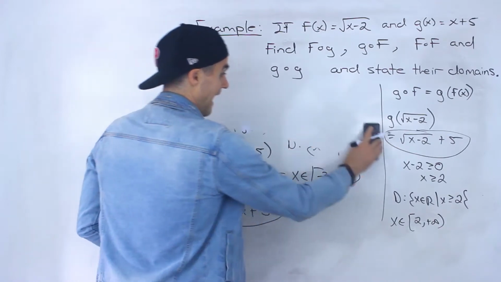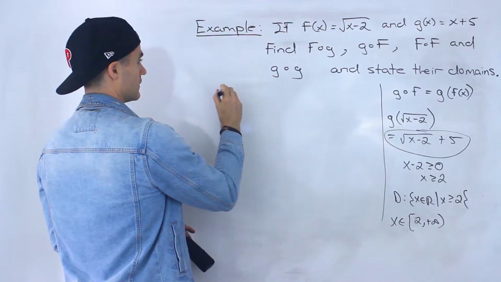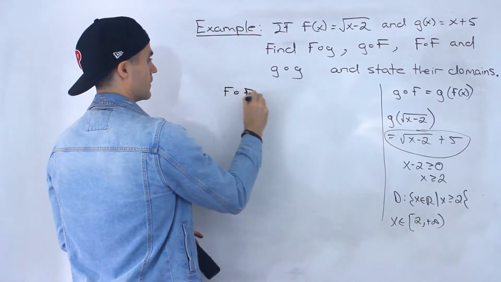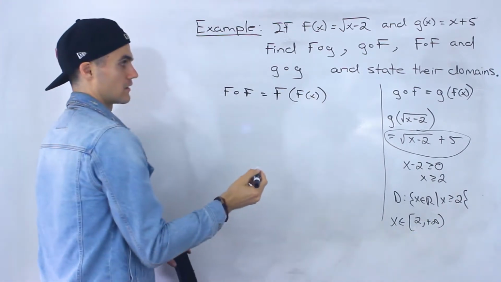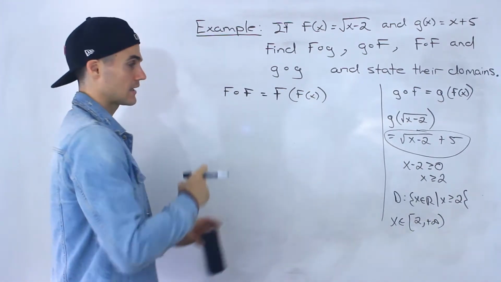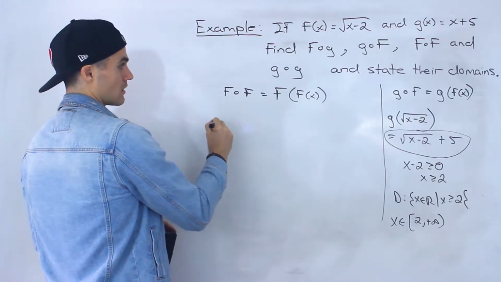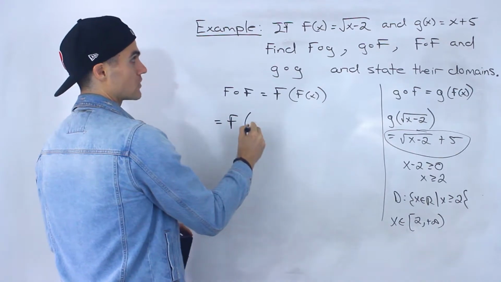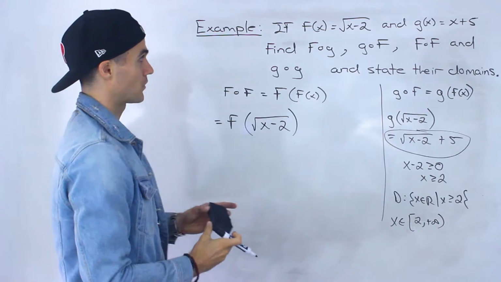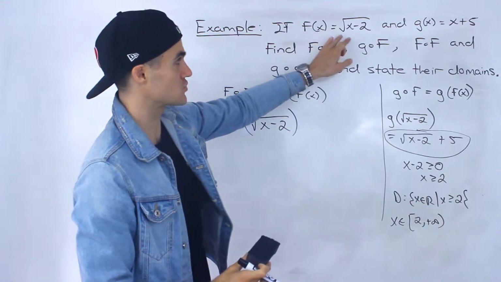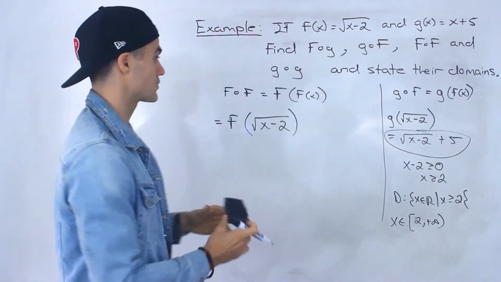Let's do f of f. So what's f of f going to be? Well, that's the same as f of f of x. We're just taking a function and putting it into the same function. So this would be f of, what's f of x? Square root of x minus 2. Remember, f of an expression equals the square root of an expression minus 2. So this is the expression that we have to plug in here.